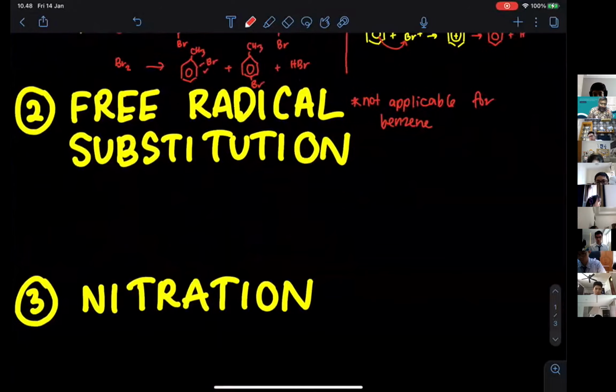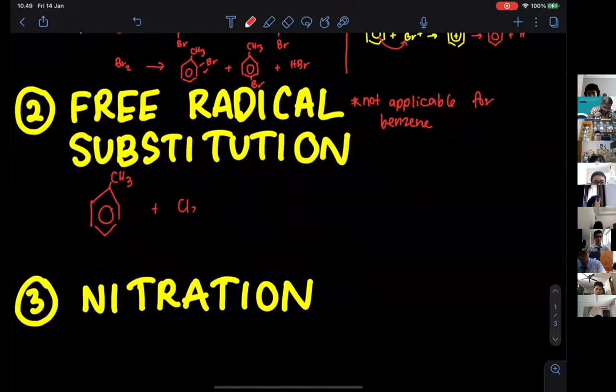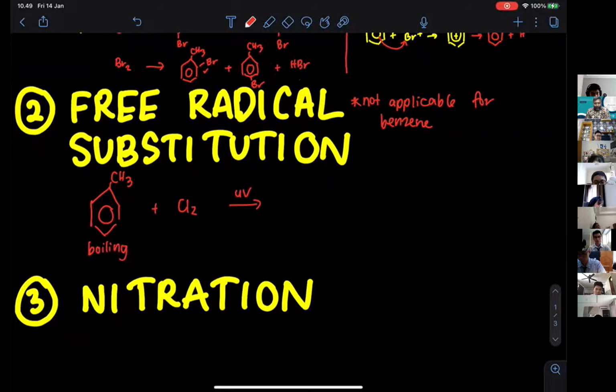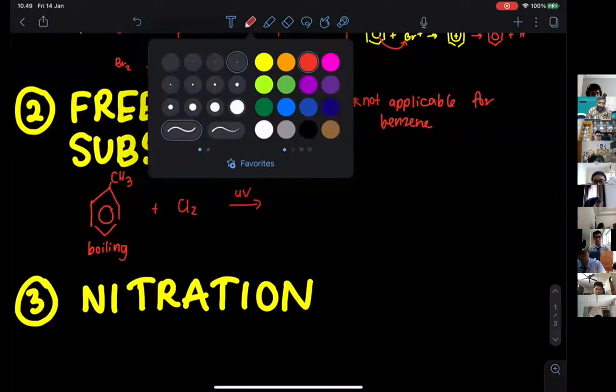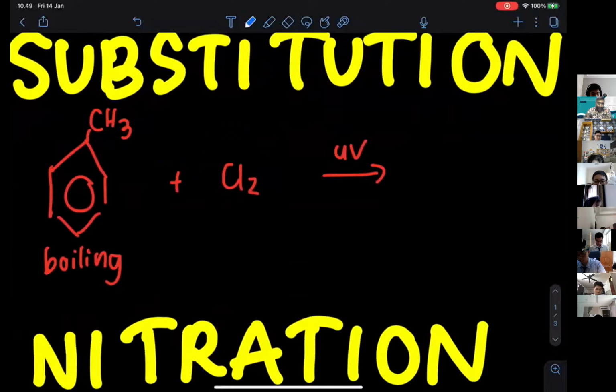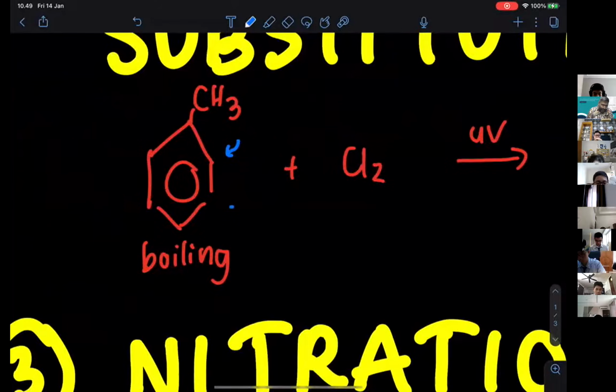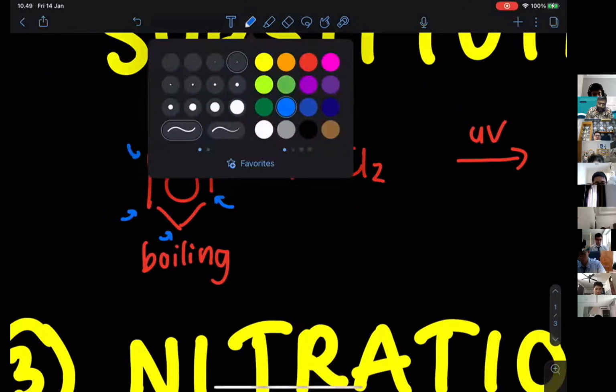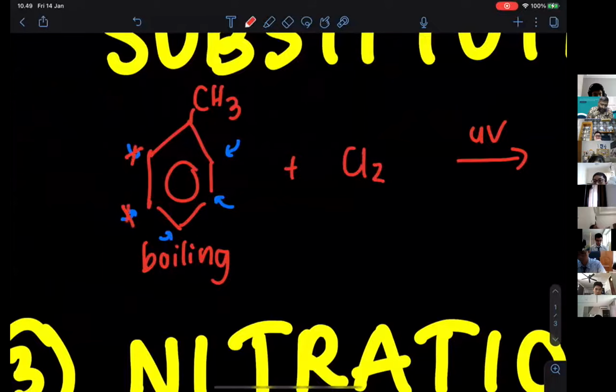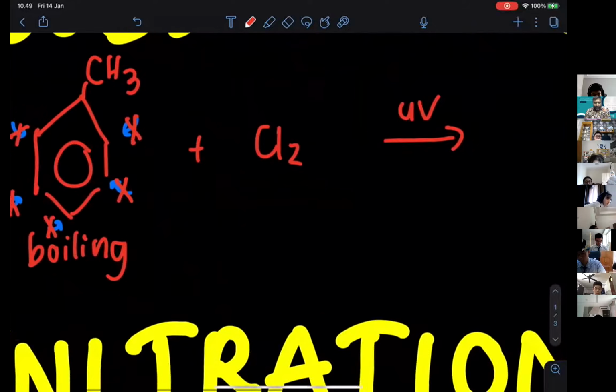So let's say I write down a methylbenzene over here, CH3, plus, for example, Cl2, in the presence of UV light. Do remember it must be boiling. And this is very important: the Cl will not directly substitute onto the ring, because there are no halogen carriers over here. So that is not going to happen.